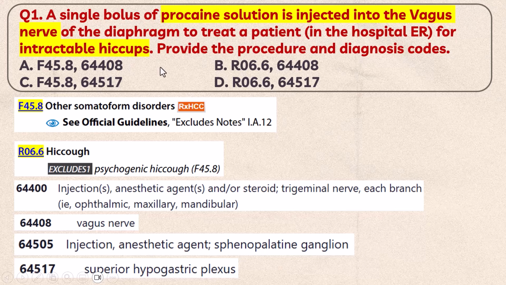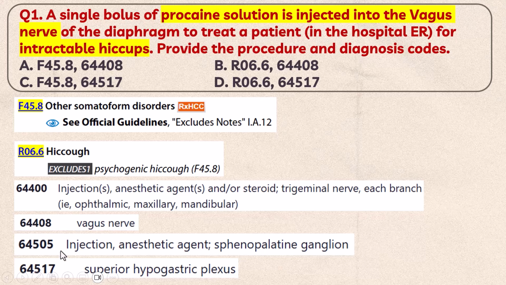When you look at the CPT codes, all codes are adjacent codes, so you can use the elimination method here also. Once you take the code 64400, that is injection anesthetic agent or steroid, trigeminal nerve, each branch. Here procaine is the anesthetic agent, but we are injecting the vagus nerve. Here it says trigeminal nerve or each branch of the trigeminal nerve, which includes ophthalmic, maxillary and mandibular. But that is not the case here. When you look at the code 64408, it is vagus nerve. So that's the correct answer.